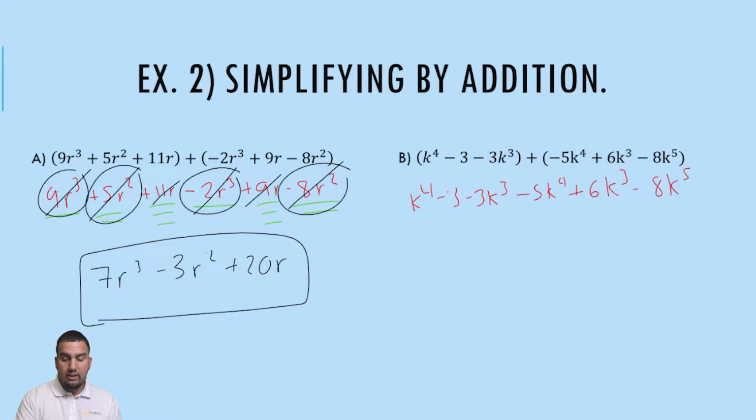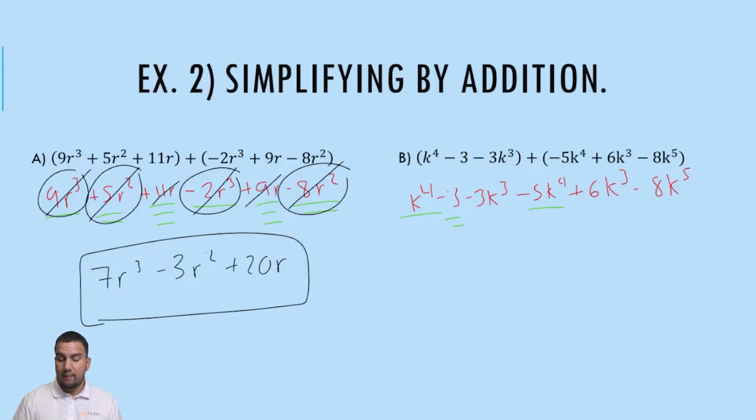Now, once I do that, I'm going to look for like terms. So I notice there's a k to the 4, and I'm going to ask myself, is there another k to the 4? And there is right here, so I'm going to draw one line. I'm going to move to my number, and I notice there's 2 lines. I'm going to ask myself, is there another number? But I don't see one, so I'm just going to draw that one with 2 lines, which means I can't combine it with anything.